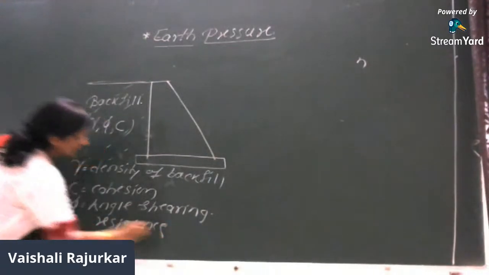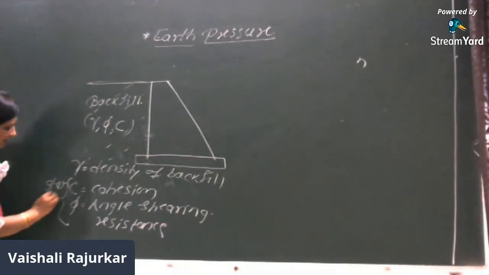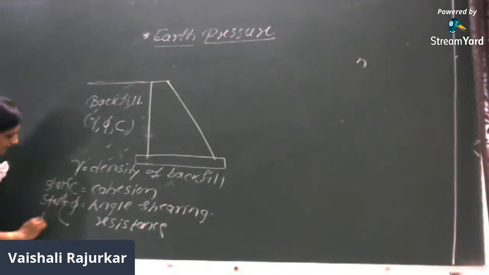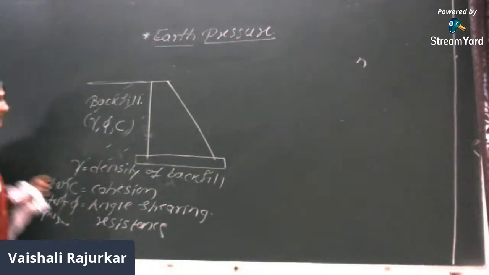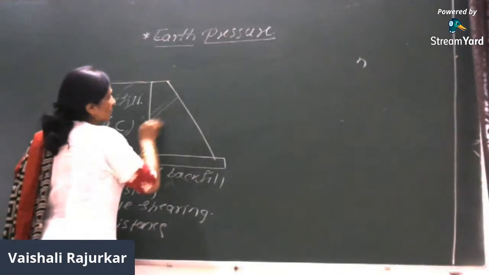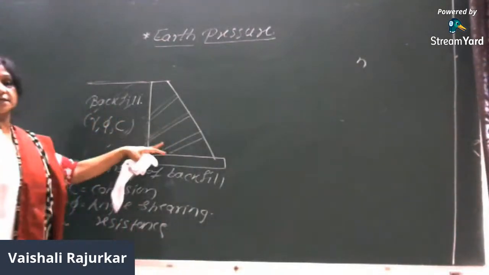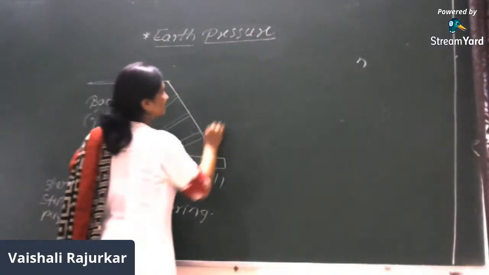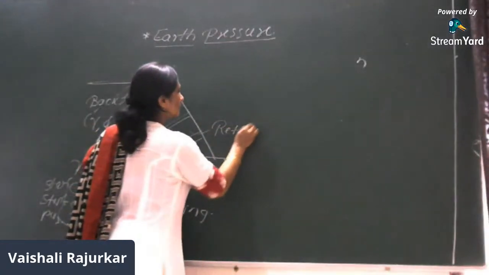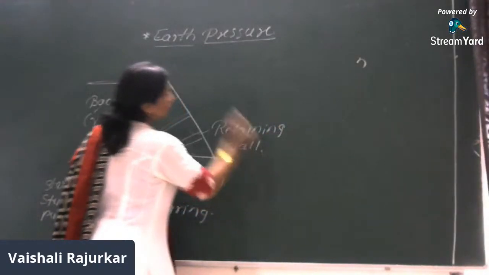So these are the two important shear strength parameters. Now this is the backfill soil. Here this structure is called the retaining wall.